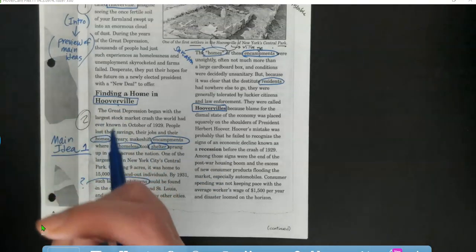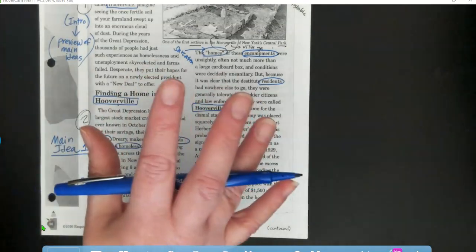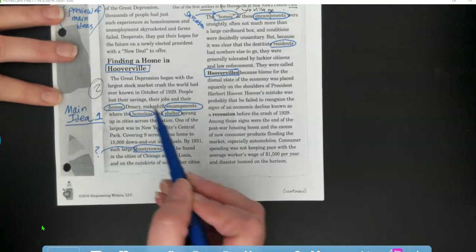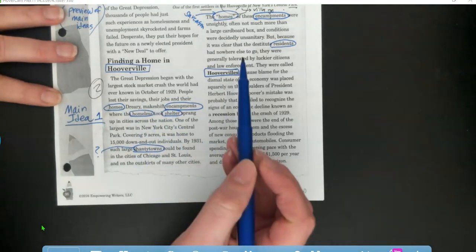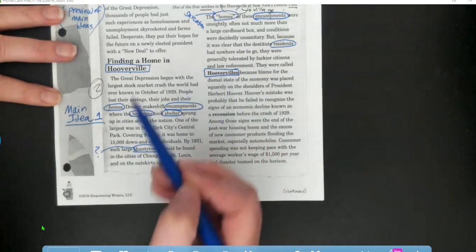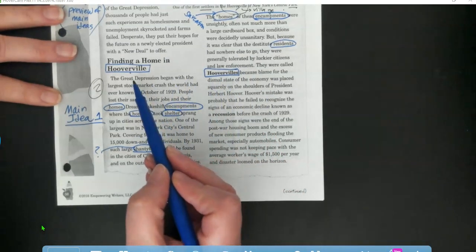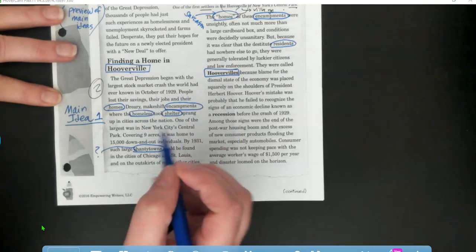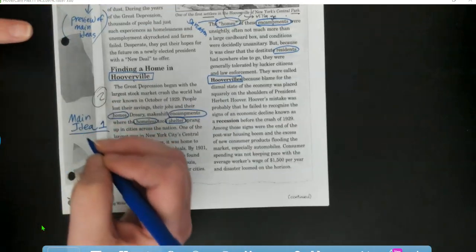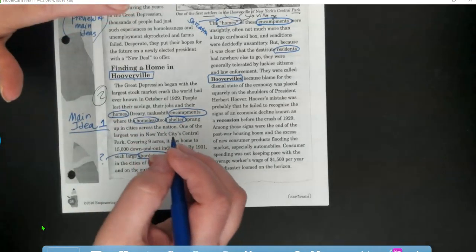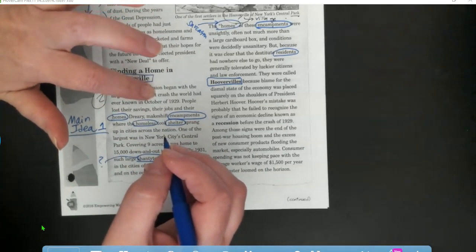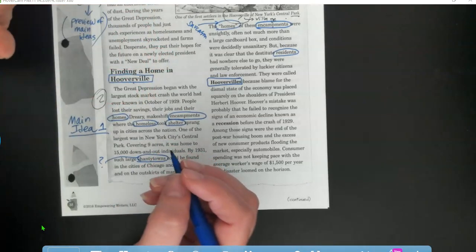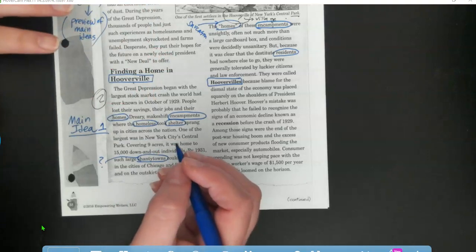Let's come up with our main idea statement. So I'm going to keep it to 5 words or fewer. I know we talked about homes and homeless and shanty towns and residents, and all of this is happening as a result of the Great Depression and joblessness, right? So let's see. Who am I talking about? People. And what did they do? They became homeless, right? Because of the Great Depression.